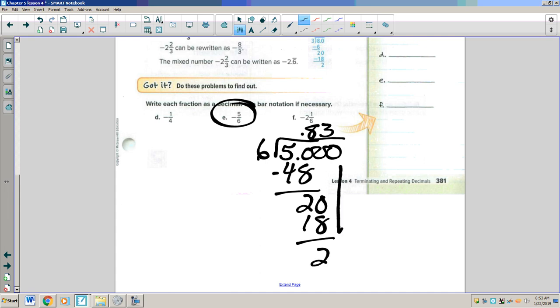Subtract, bring down 3. Okay, we have another repeating decimal. You would write your answer as negative, remember it started with a negative sign, 0.83 with the bar over the 3. So -83 hundredths would be the answer for that one.